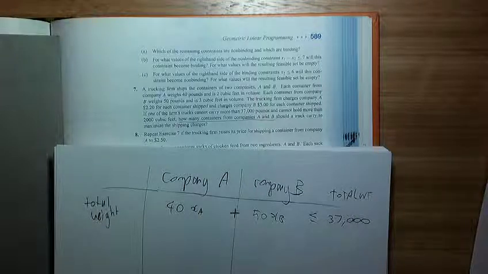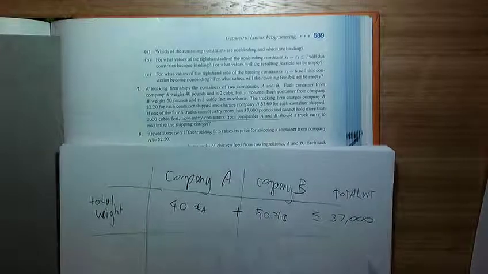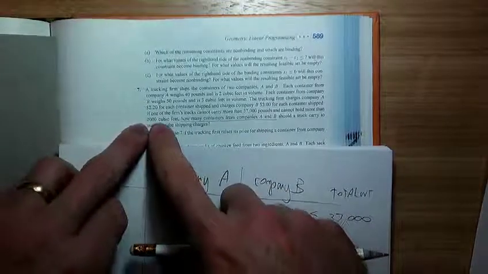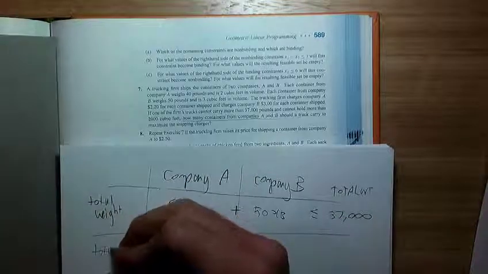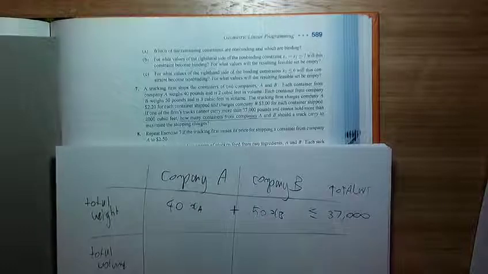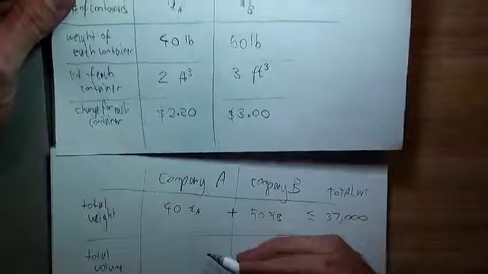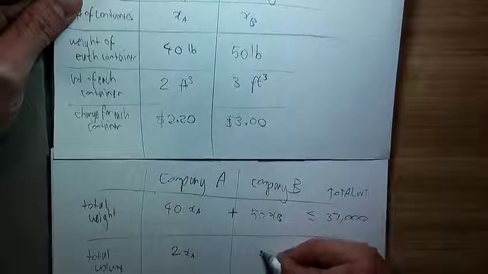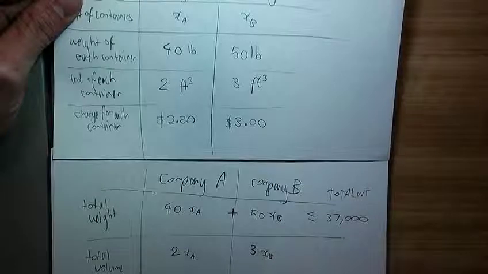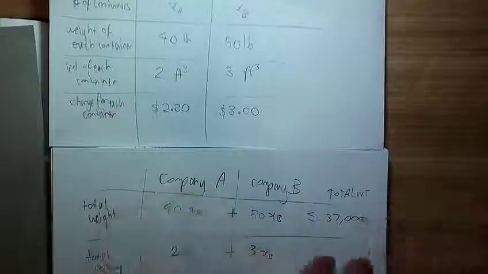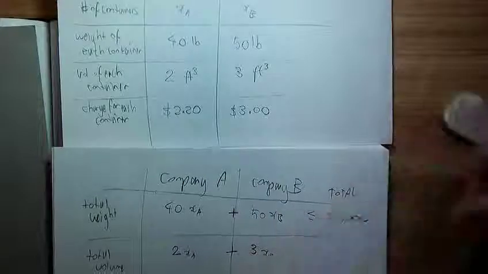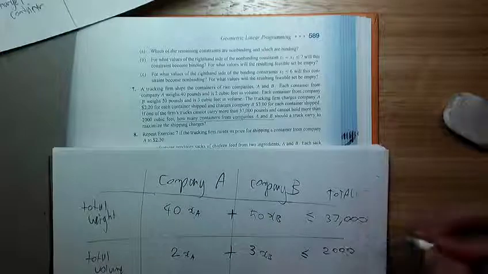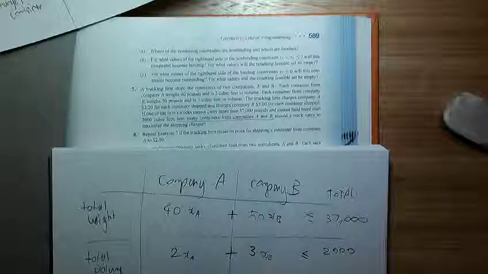It's an abuse of the way that I've done this table that I put the plus sign in the middle, but I think it'll be okay. And then it says they can't hold more than that many cubic feet, so I need a total volume. From company A, we've got this many, and each of them's got 2. Company B, we've got this many, and each of them's got 3. And the total volume has to be less than or equal to, what was it? 2,000. Okay, doing well.